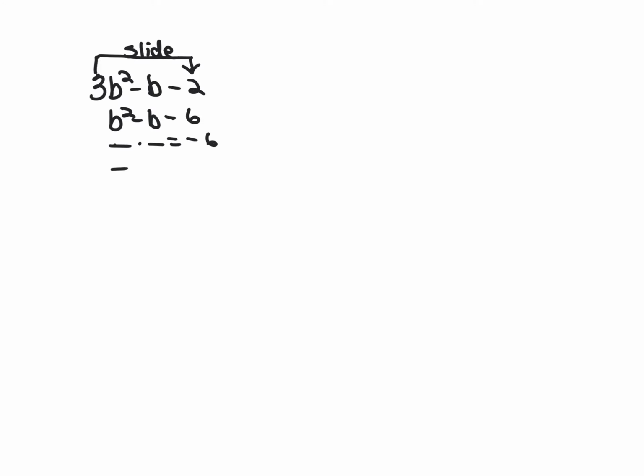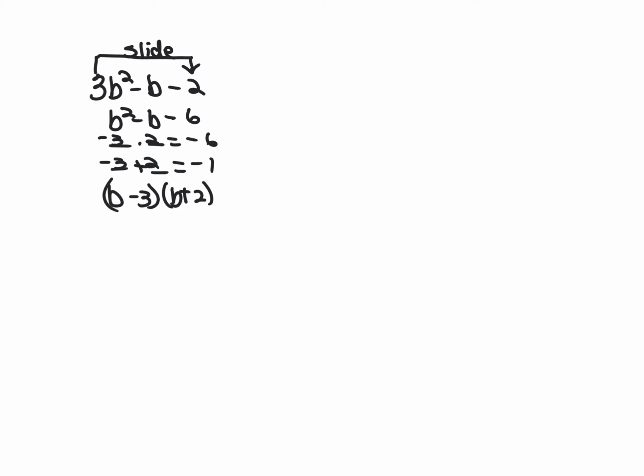The first one, we have 3b squared minus b minus 2. This is a trinomial with a coefficient of 3, so we are going to use slide and divide. I'm going to slide to get b squared minus b minus 6. We want to know what two numbers multiplied equal negative 6, but when added together equal negative 1. And that's going to be negative 3 and 2. So it is factored as b minus 3 times b plus 2.